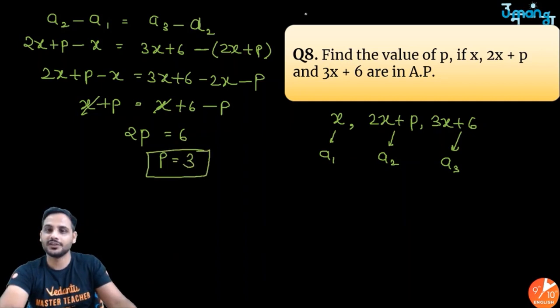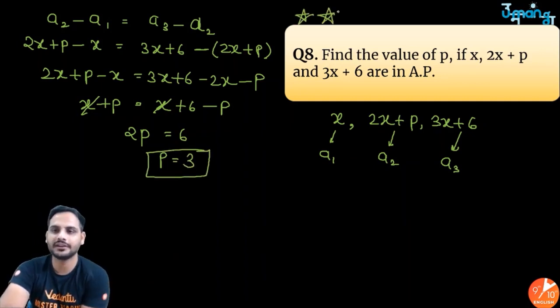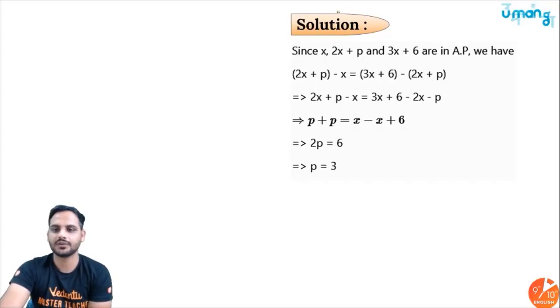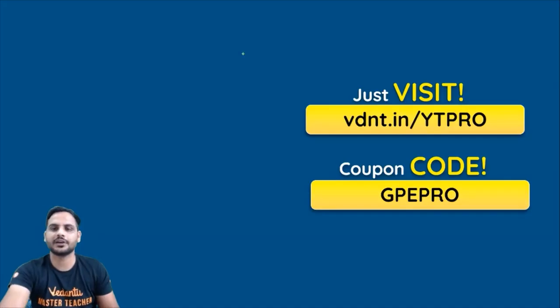Got it? So this question is also very important. The last two questions are very important. When the terms are given as being in AP, always make sure that the difference between two consecutive terms will always be constant. So we have used that: a2 minus a1 is equal to a3 minus a2. Got it? This is how this question will be solved. So p is equal to 3.